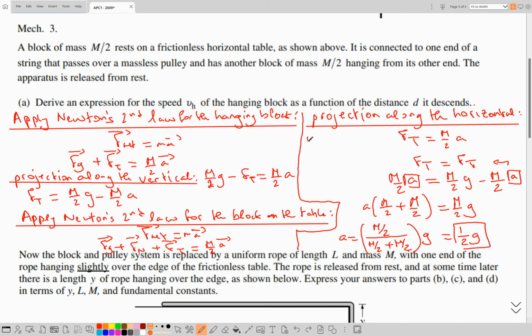Now we know that v square x is equal to v square x0 plus 2ax delta x. Now the initial speed is 0, the acceleration now is g over 2, and delta x is basically d. Then v, the final speed, would be given by 2 multiplied by g over 2 multiplied by d, making the final speed to be the radical of gd. So this is basically vh.